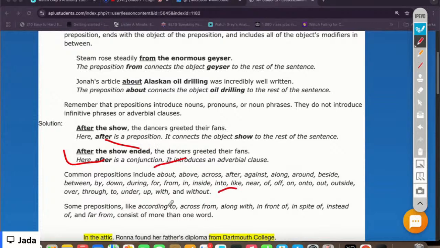We have a lot of them over here, so you can take note of them. We have about, above, across, and the rest of them. Then some prepositions like according to, across from, along with, in front of, in spite of, instead of, and far from consist of more than one word. So we have prepositions that consist of just one word, and some that consist of more than one word. Okay, so let's look at some examples.